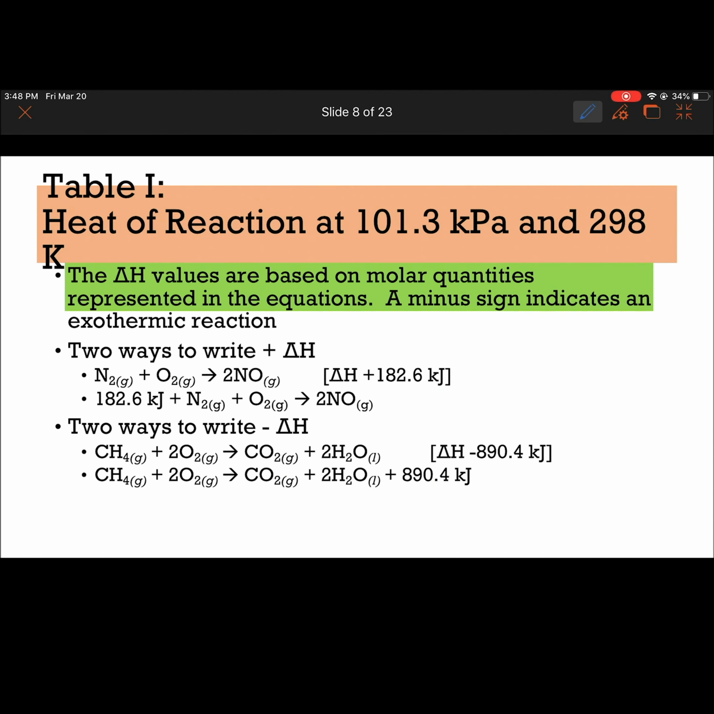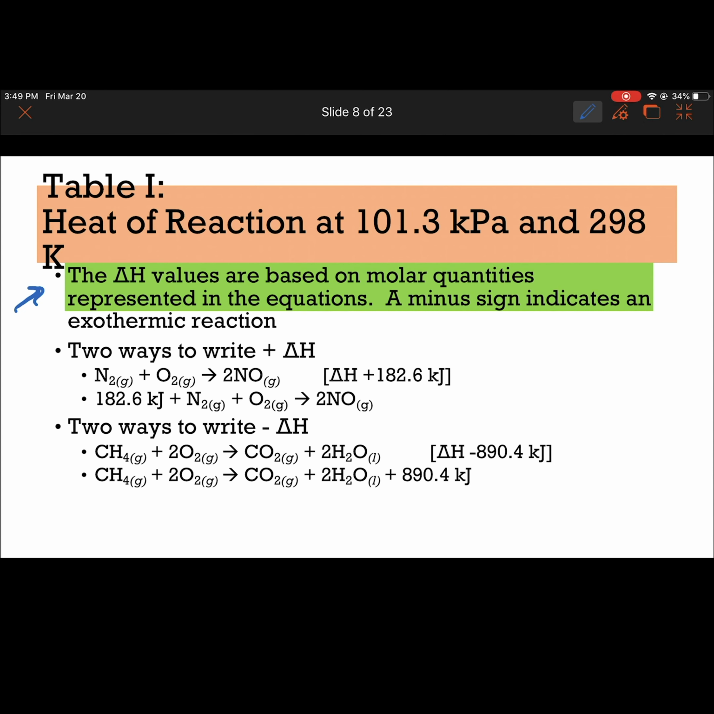So all the reactions you're responsible for are on your reference table under table I. So table I has the heat of reactions at 101.3 kPa and 298 Kelvin. So it's saying the delta H values are based on the molar quantities of these reactions. And a minus sign represents exothermic. So this highlighted statement is literally on the bottom of your reference table. It's telling you that if you see a negative delta H value, you have an exothermic reaction, meaning your energy is going to be released, which means you have to write it as a product.